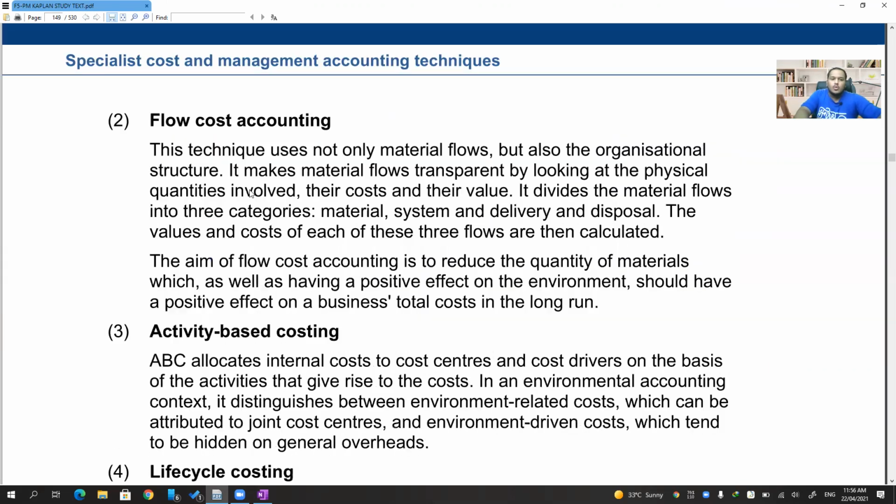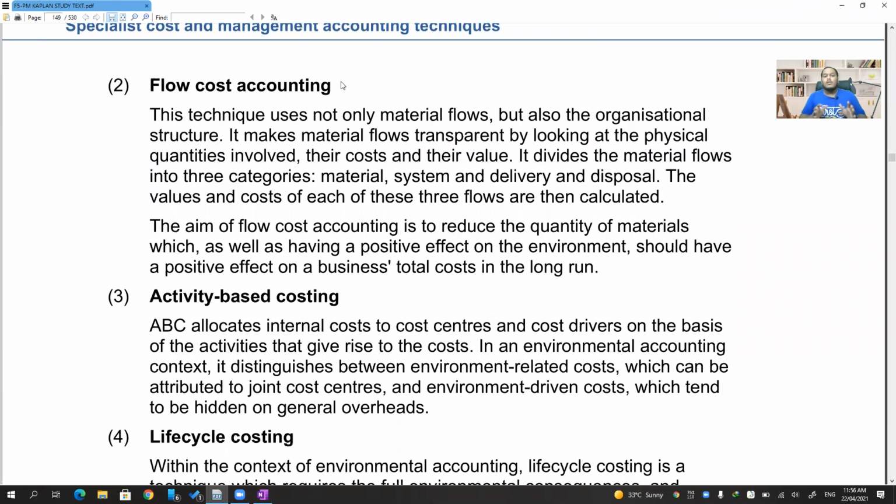Now, I know you guys don't know what flow cost accounting is. So basically, flow cost accounting is costing each process in the flow. Material to machine A, to machine B, to machine C, labor, packing, selling. So there is a flow of activities in your organization. Calculating the cost at each part of the flow is called flow cost accounting. The technique uses not only material flows but also the organization, the entire structure of the company. It makes the material flow transparent and involves their cost and their value in three categories: material categories, system category, and delivery and disposal categories. Different categories are there like this.